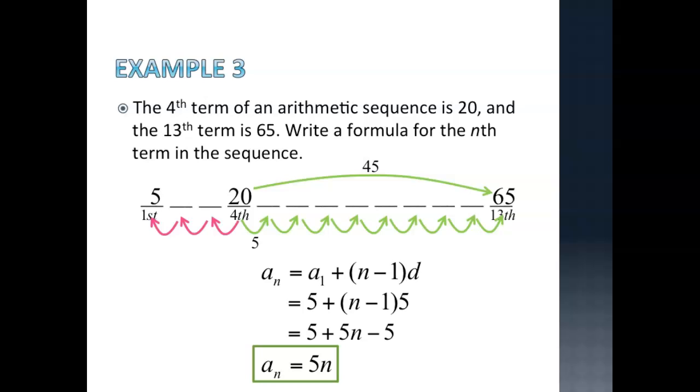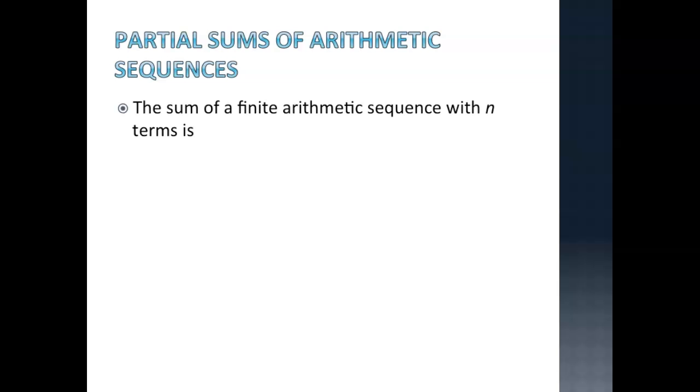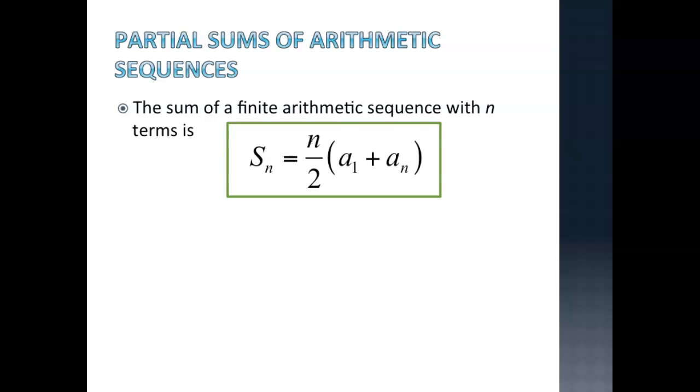All right, so that's dealing with the arithmetic sequence. But now let's talk about when we want to sum up our sequence. So the sum of a finite arithmetic sequence that has n number of terms is given by this formula. So the capital letter S sub n means the sum of the first n terms equals n over 2, in parentheses a sub 1 plus a sub n.